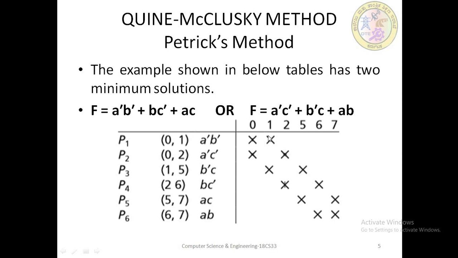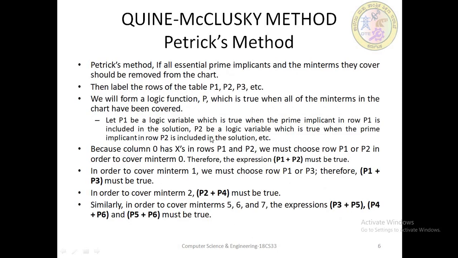Here you can see this implies 0 and 1, this implies 0 and 2, 1 and 5, it implies 2 and 6, 5 and 7, 6 and 7. I think it need not be explained how we are constructing this table. Hope you guys already know it from the previous session. And here comes our main topic: Petrick's method. All the essential prime implicants and the minterms they cover should be removed from the chart.